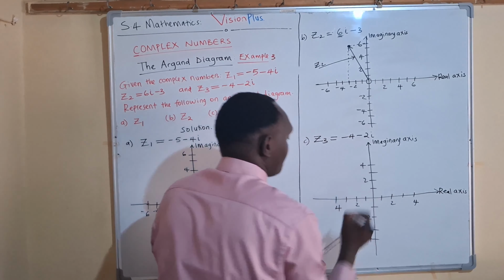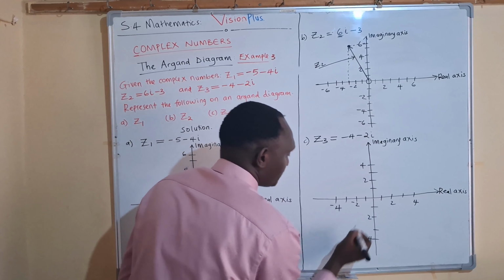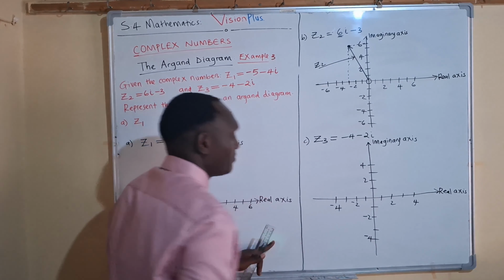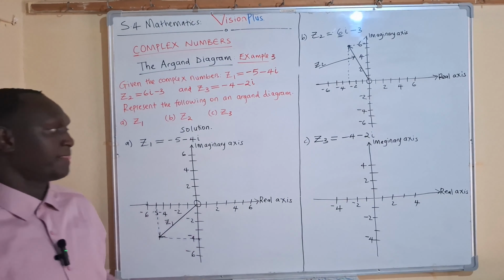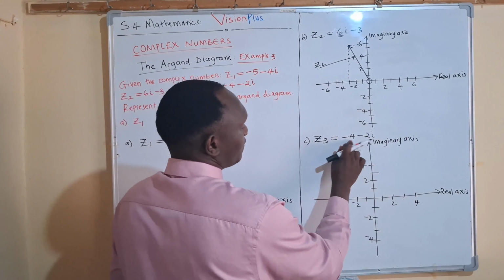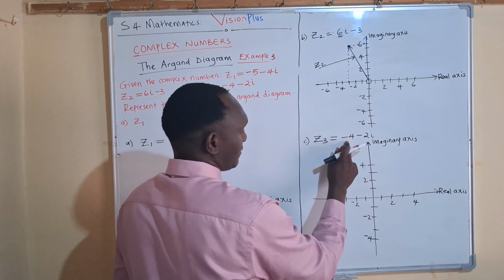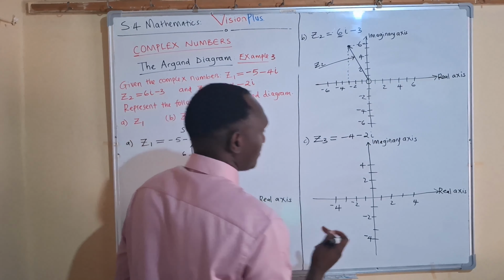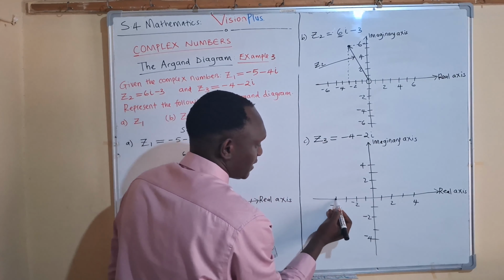Do not forget that the left side of the real axis is negative and the down side of the imaginary axis is negative. This is the complex plane. Now you come, we have negative 4, which is the real part. Negative 4 is a real number. It's the real part of this complex number. So you come to the horizontal axis, which is the real axis, look for negative 4, which is here.